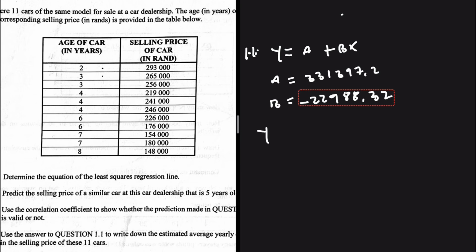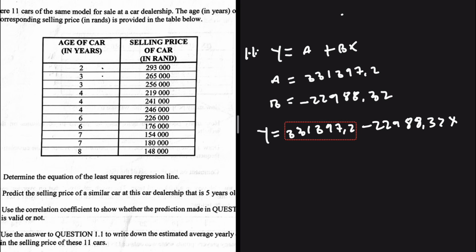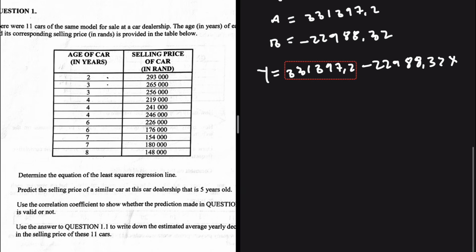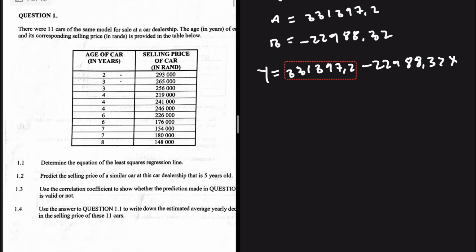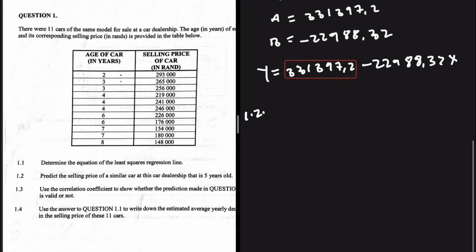But now y equals 331,397.2 minus 22988.32x. That is the equation of the least squares regression line. Then 1.2, determine the selling price of a similar car at this car dealership that is 5 years old.